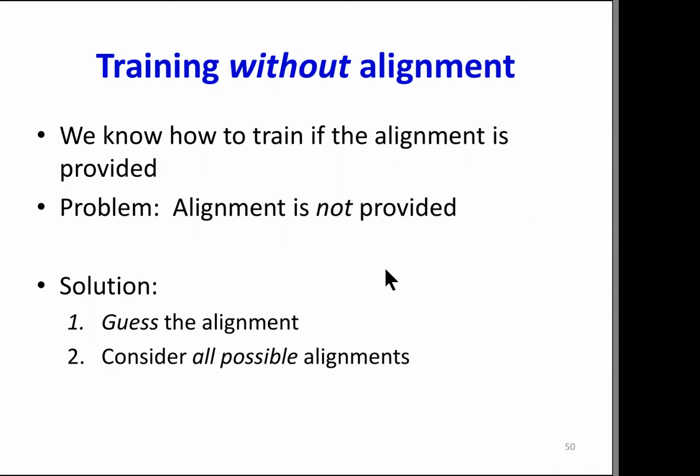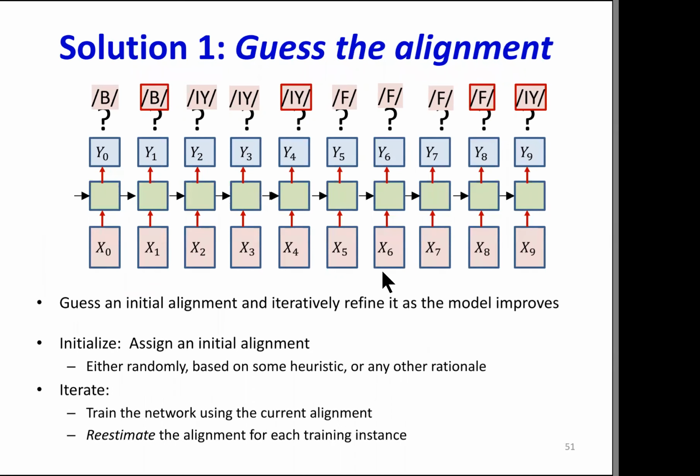So first, we know how to train if the alignment is provided, but the alignment is not provided. And the two solutions, as you guys just pointed out, are guess the alignment or consider all possible alignments, right? So let's consider the first solution. Let's start off by initially randomly guessing an alignment. I know the word; in this case, I'm using this horrible example, beefy, for some silly reason or other. I keep planning to change it on my slides. I never managed to. So let's live with this example.